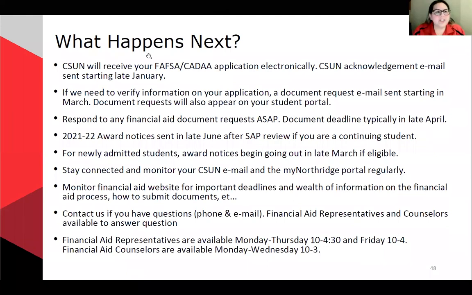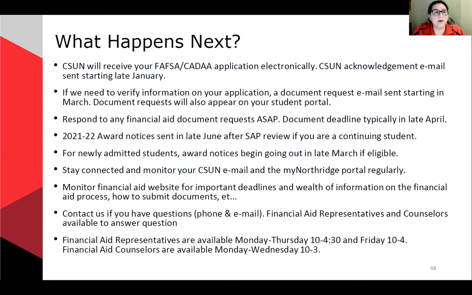Hi, I'm Emily Fitch, and I'm the last member of your CSUN Financial Aid Counselor team. So at this point, you've finished your FAFSA or CADAA application, and what will happen next is CSUN will receive your application and will email you a confirmation beginning in late January. Then in March, we'll notify you by email if you need to submit any documents. They'll also appear on your financial aid to-do list on the portal.